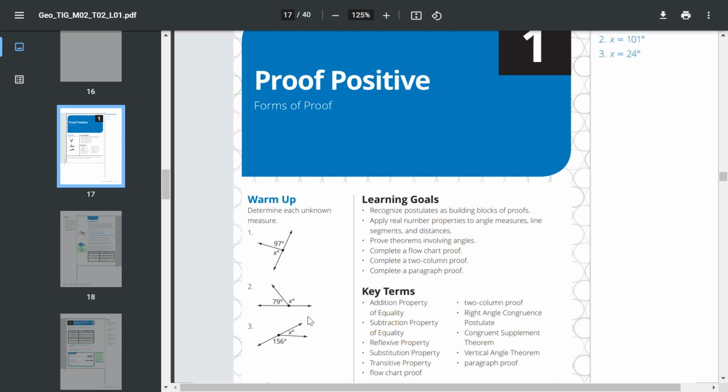We had several key terms for this lesson: the addition property of equality, subtraction property of equality, reflexive property, substitution property, transitive property, flowchart proof, two-column proof, right angle congruence postulate, congruent supplement theorem, vertical angle theorem, and paragraph proof.